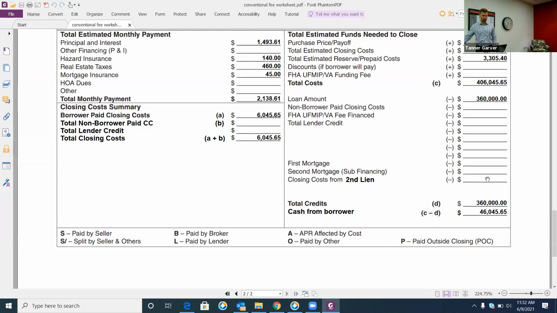So for like $300,000, we'll do this. If you have a $300,000 purchase with 10% down, the buyer wants to know what they're bringing. What would they bring?